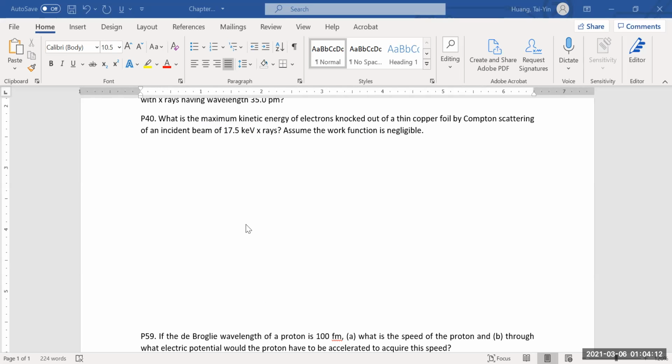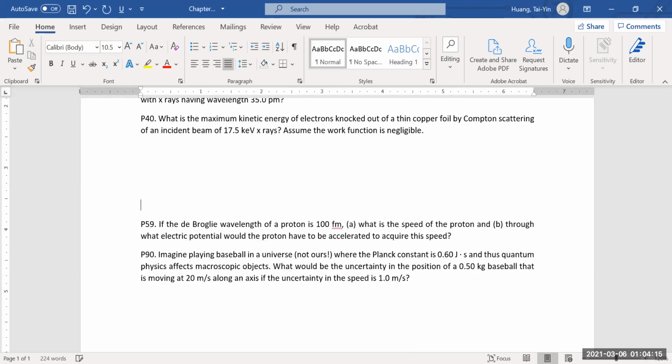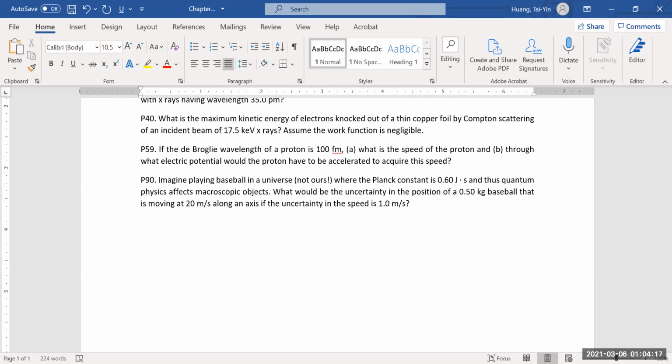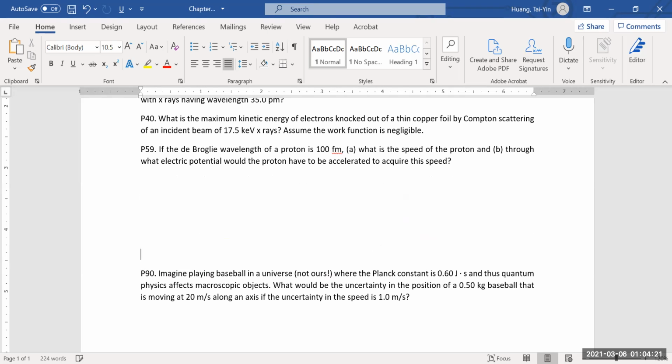Alrighty, so the next one I want to do is problem 59. Problem 59 says: if the de Broglie wavelength of a proton is 100 femtometers, which is 10 to the negative 15, what is the speed of the proton? And through what electric potential would the proton have to be accelerated to acquire this speed?